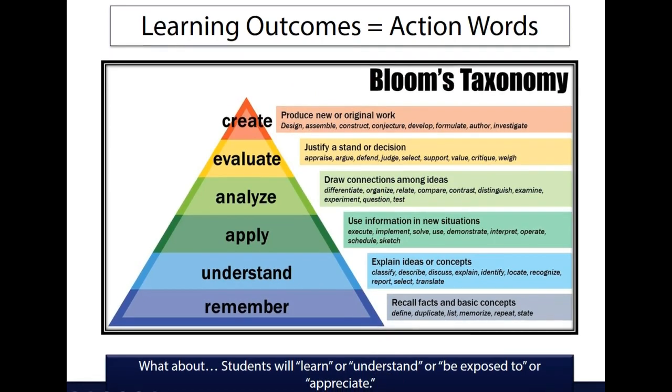Bloom. Benjamin Bloom and Bloom's taxonomy, and we've got this hierarchy. Maybe it's a hierarchy of the kinds of things students should be able to do. And note that they are action words. Students should be able to recall or define or duplicate or classify or explain or locate or demonstrate or solve or question or organize or compare and contrast or judge or select or develop or formulate or assemble or design.